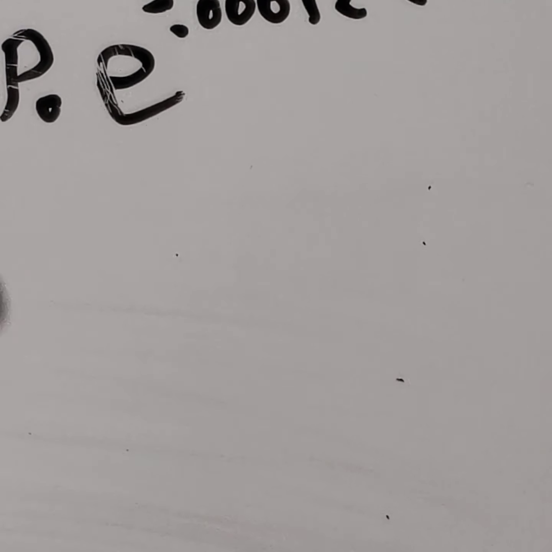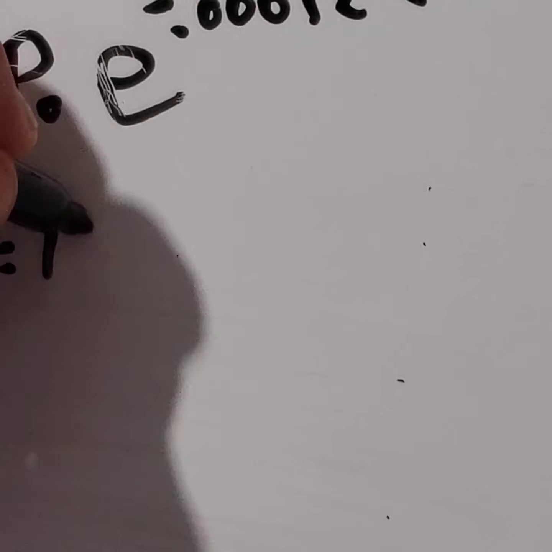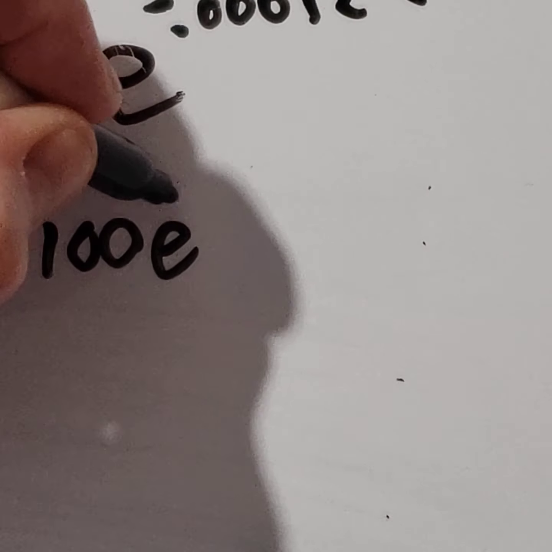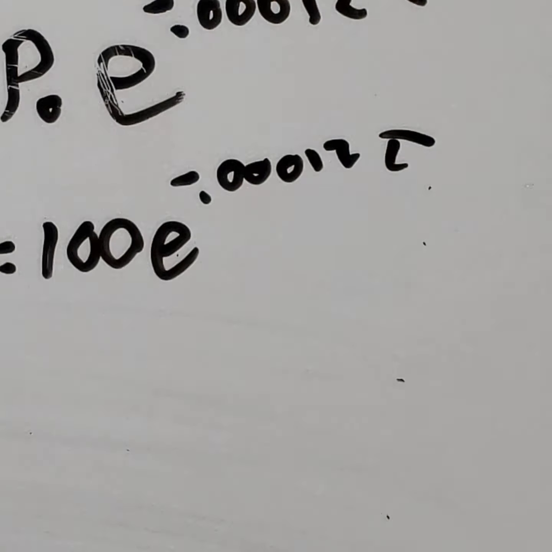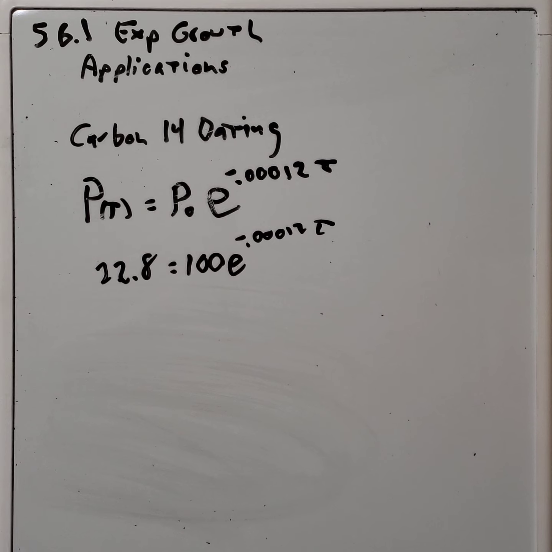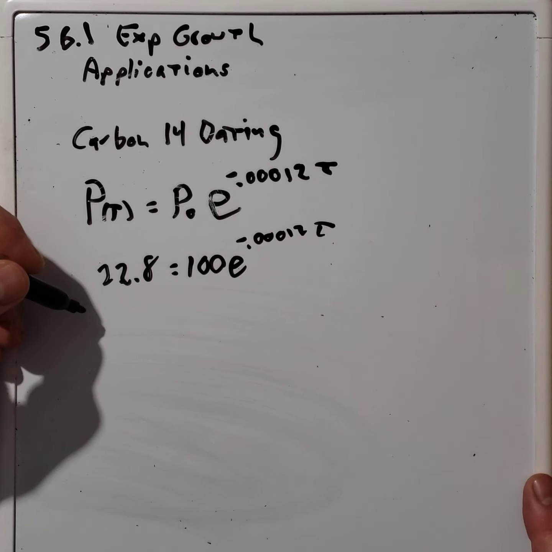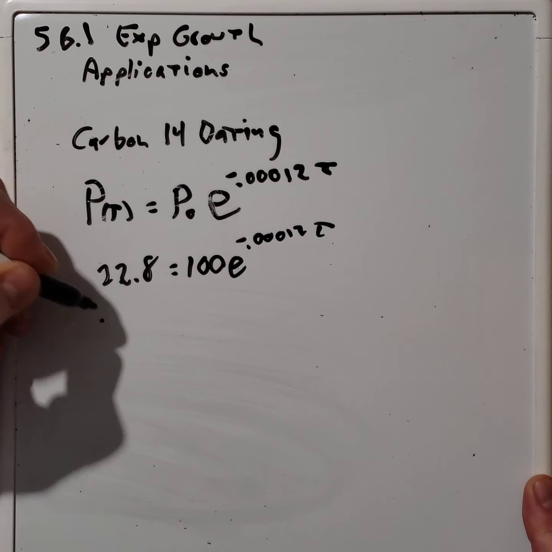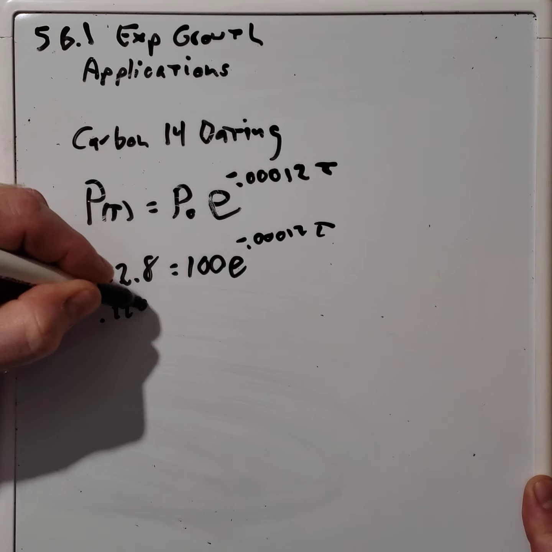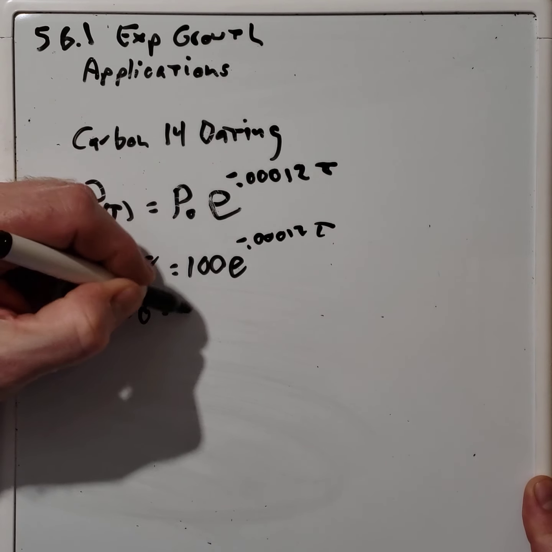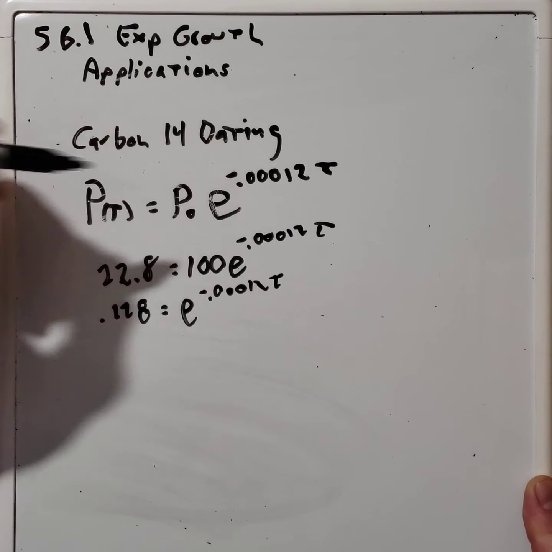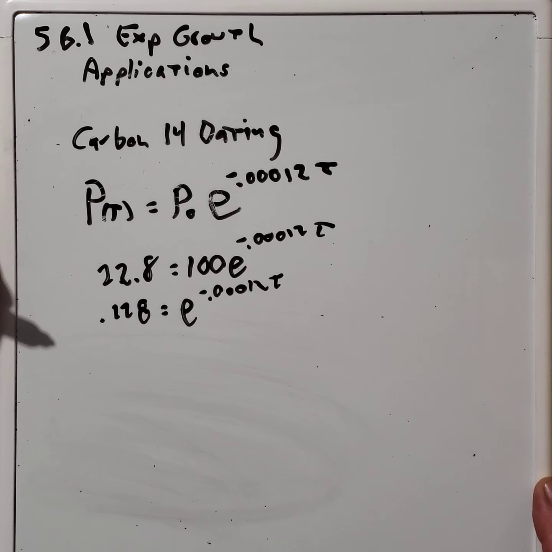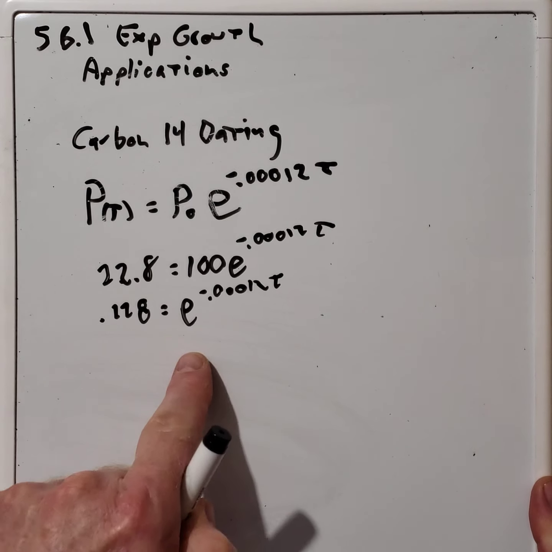So we've got 22.8. On the other side, we've got our 100 times e to the negative 0.00012 t. Oh, my bad. Divide both sides by 100. That's going to give us 0.228 is e to the negative 0.00012 t. A lot of repeatedly writing the same stuff here, which is why I kind of like the shortcut.